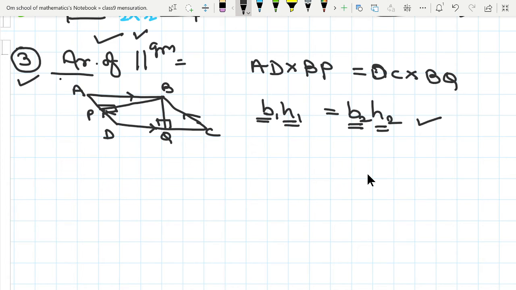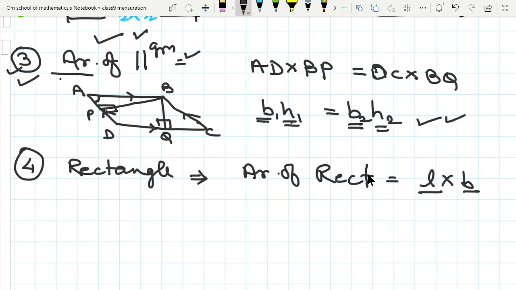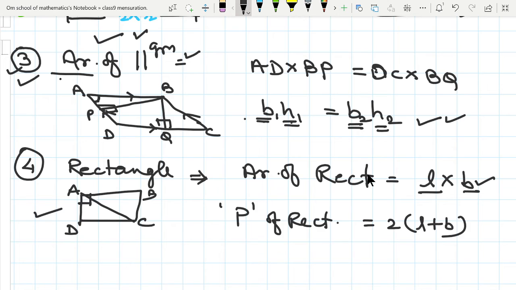And here B and H, here the angle is not right angle, that is why B and H, and here it converts into L into B, because in rectangle you will find that the area of rectangle is length into breadth. And what is the diagonal of rectangle? Root L square plus B square. Good. And perimeter of rectangle? 2 into L plus B. Very good. So it is 2 into (L plus B).